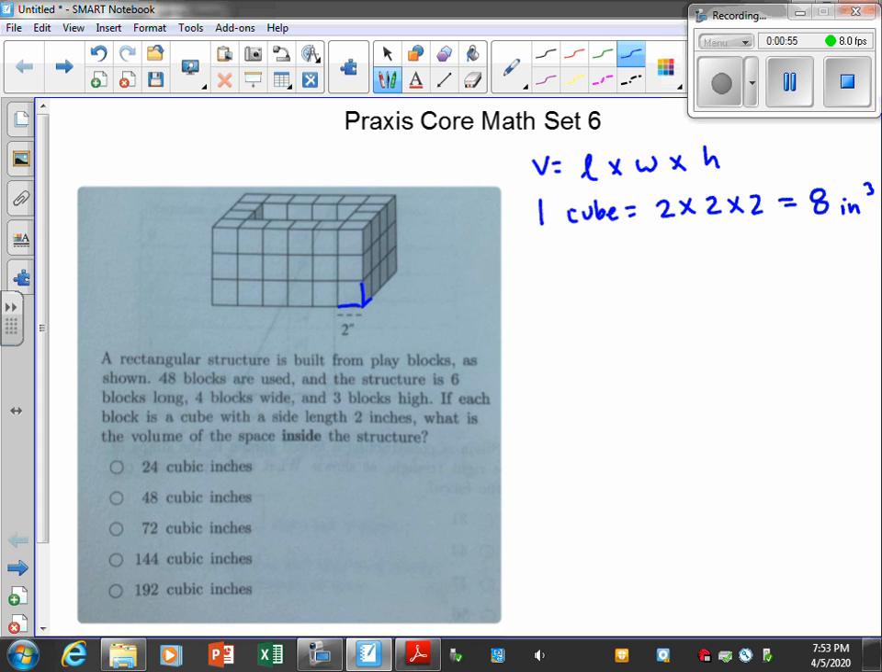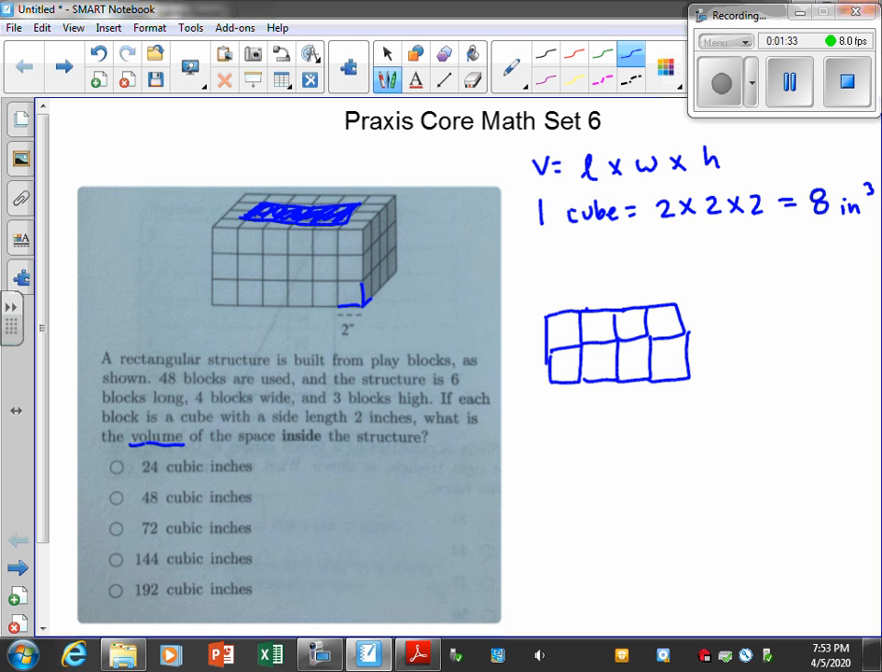That's one particular cube. But it says if each block is a cube 2 inches long, what is the volume of the space inside? So we're talking about this part inside, which is 2 of them. Let's see, if I tried to flatten it out, my drawings are not very good, but let's say 2 of them. And then it's how many? 1, 2, 3, 4. This would represent the inside that we're talking about, which on the image is in here.